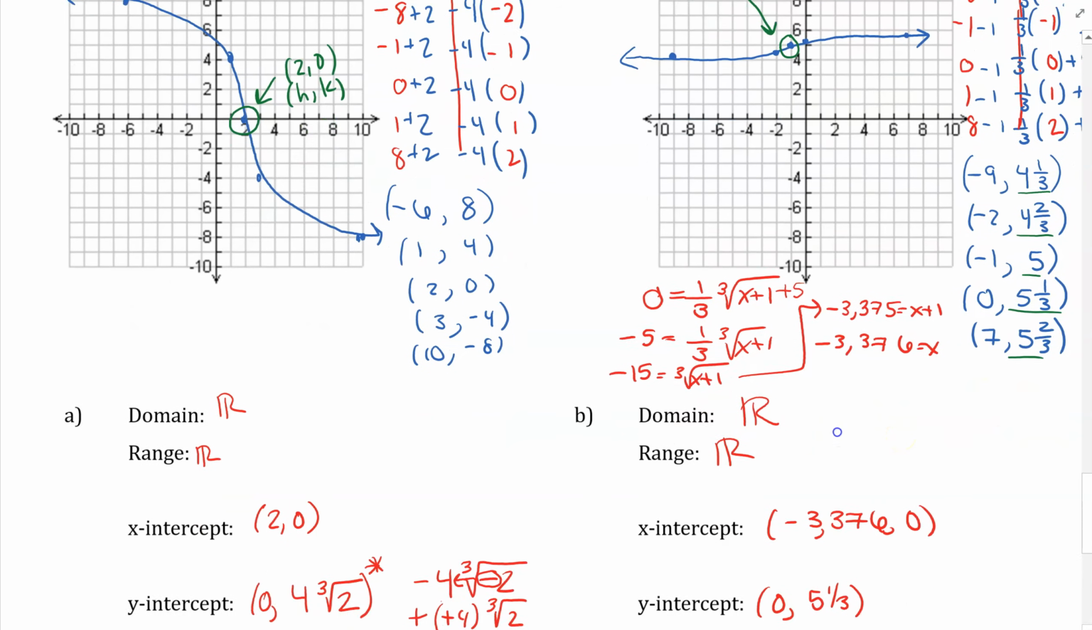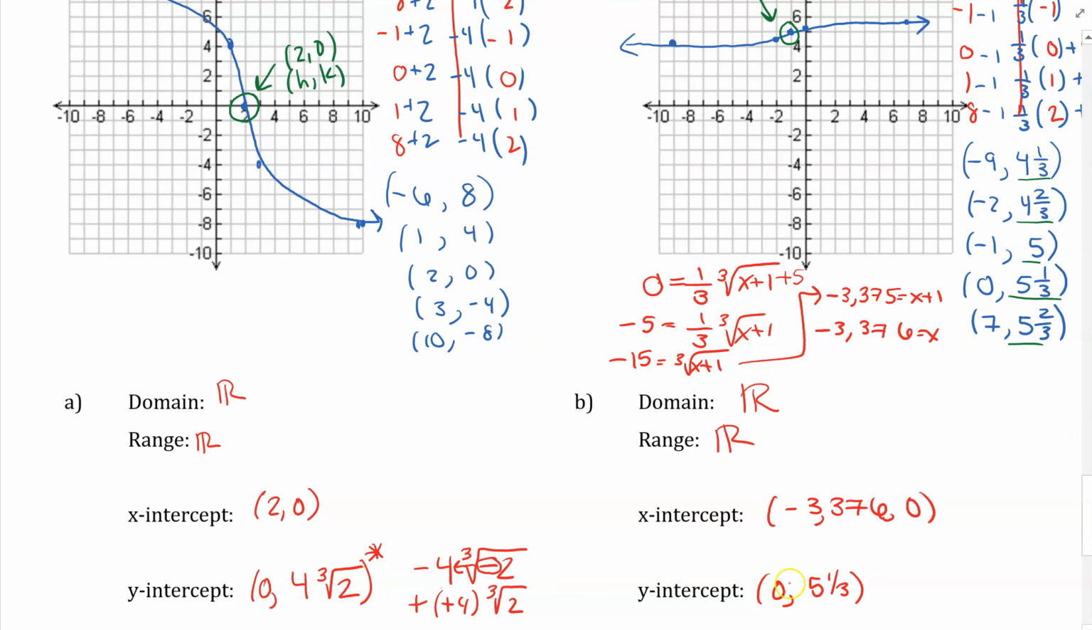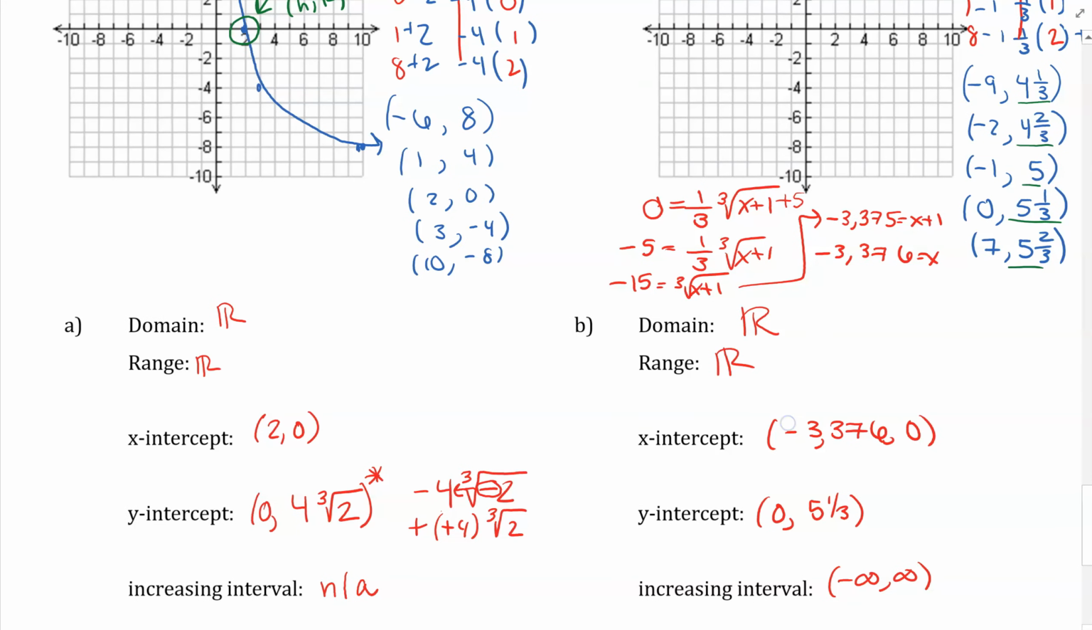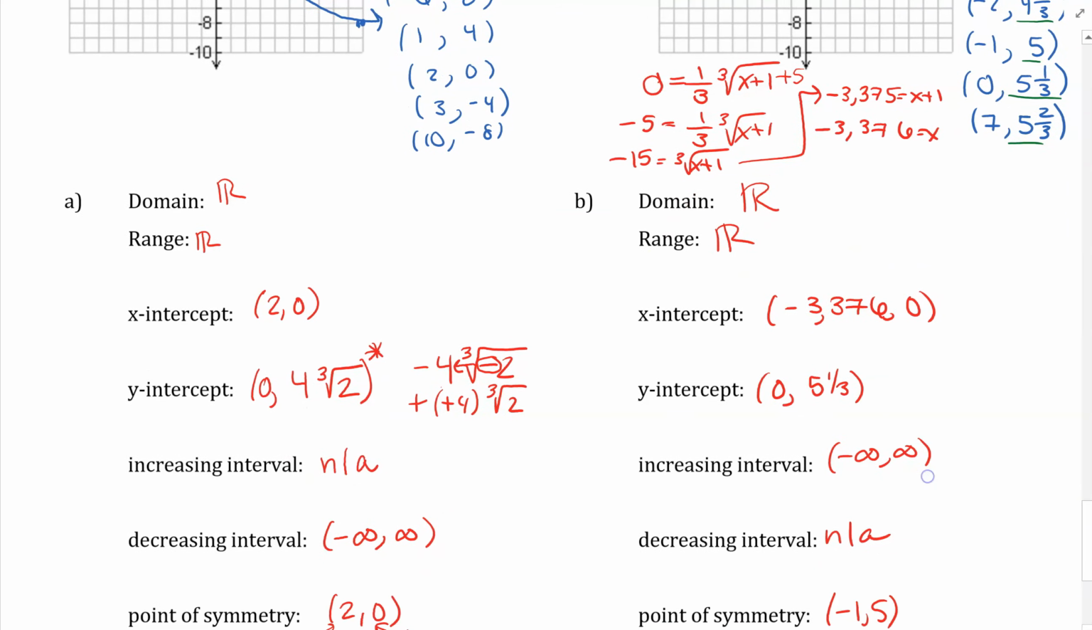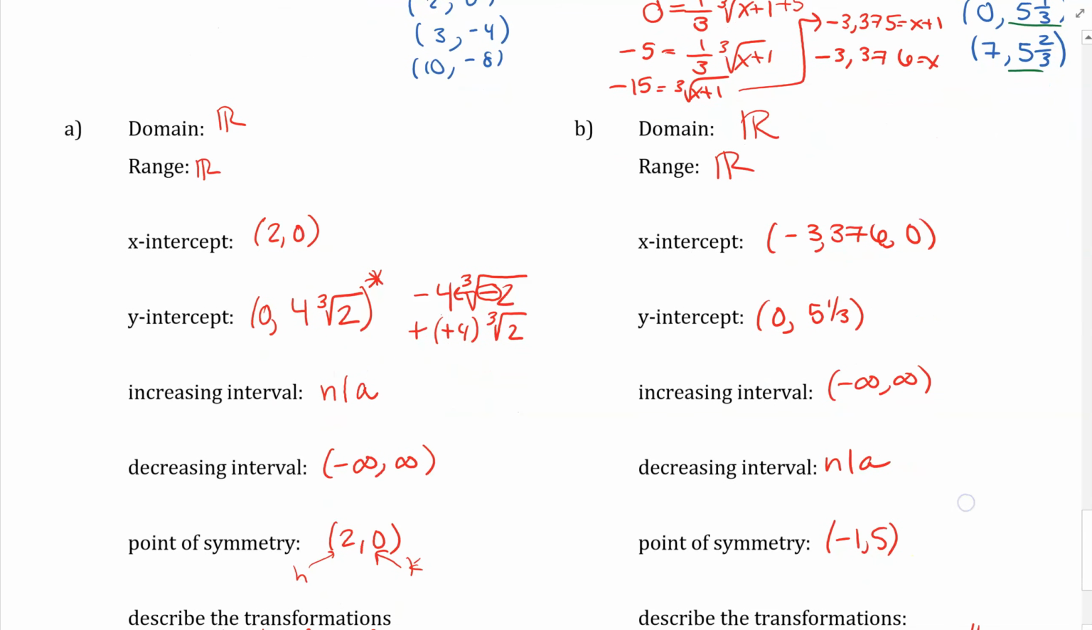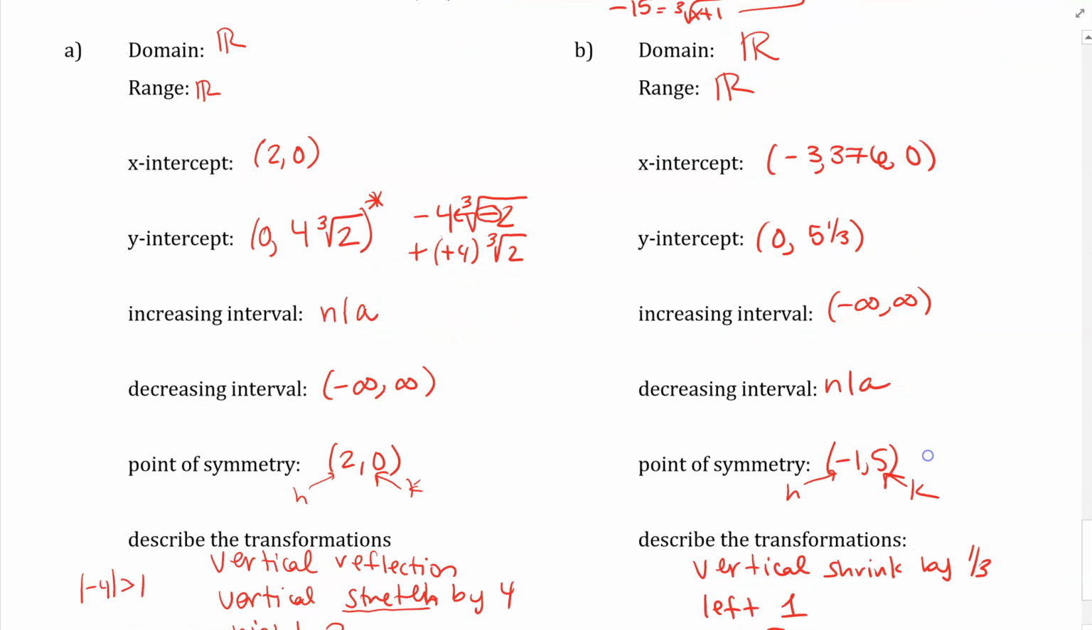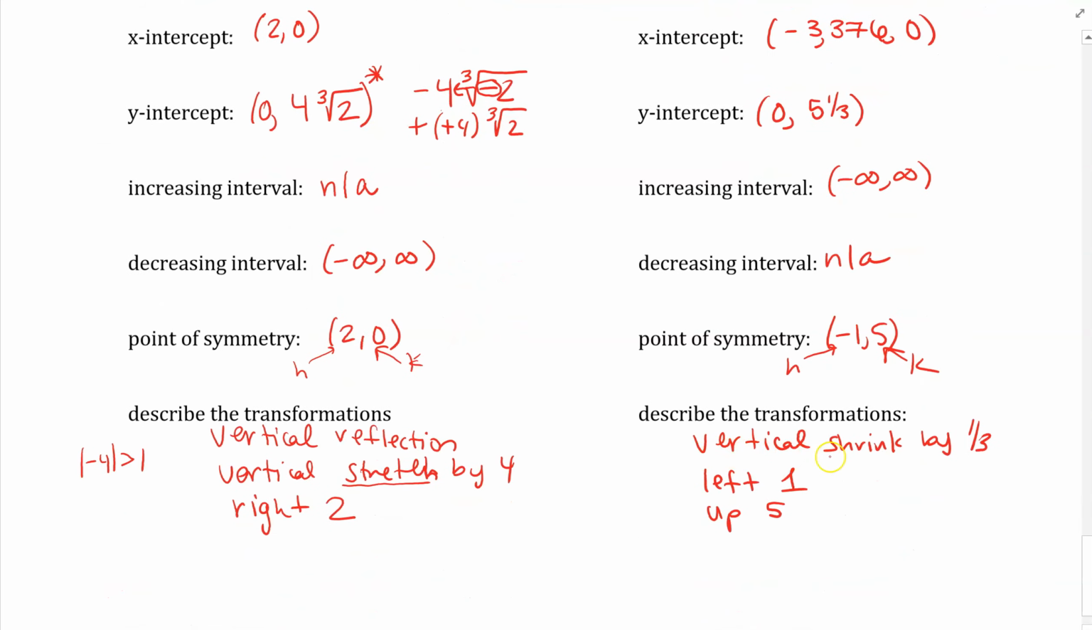Now the y-intercept you find by just plugging in 0 for x, and so it ended up being 1/3 times 1, which is 1/3, plus 5, which is 5 1/3. The increasing interval is from -infinity to infinity, and the function doesn't decrease, and the point of symmetry is at (h, k), which was (-1, 5). And then the transformations are, there's a vertical shrink by 1/3 because of the a value. It went to the left 1 because of the h value, and then up 5 because of the k value.